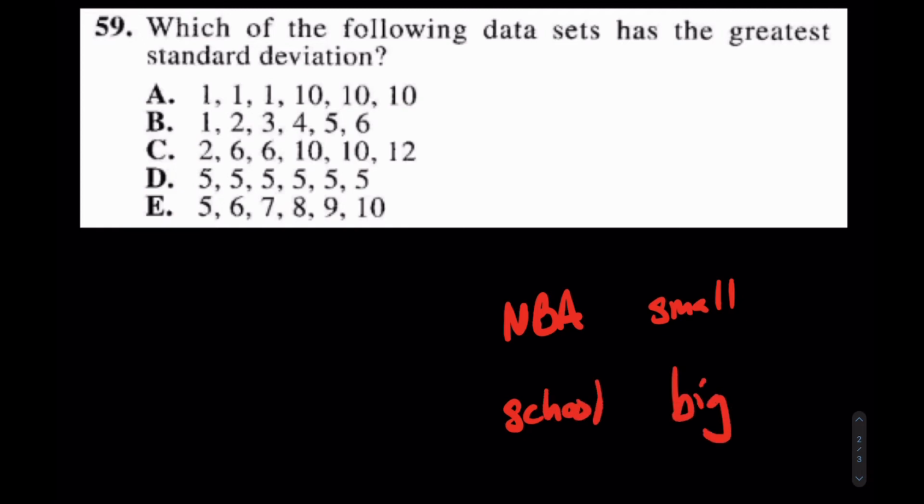Come with me over here to number 59. I'm going to give you guys a second to try this one now. If you can get this, I'll be super impressed. It says, which of the following data sets has the greatest standard deviation? Well, what did we say earlier with the NBA? The NBA was all tight-knit, so it's small. Whereas your school was very spread out, so that had a very big standard deviation. Thus, if I'm looking for the greatest standard deviation, is it D? Is there much deviation at all here? No, there's 0 standard deviation.